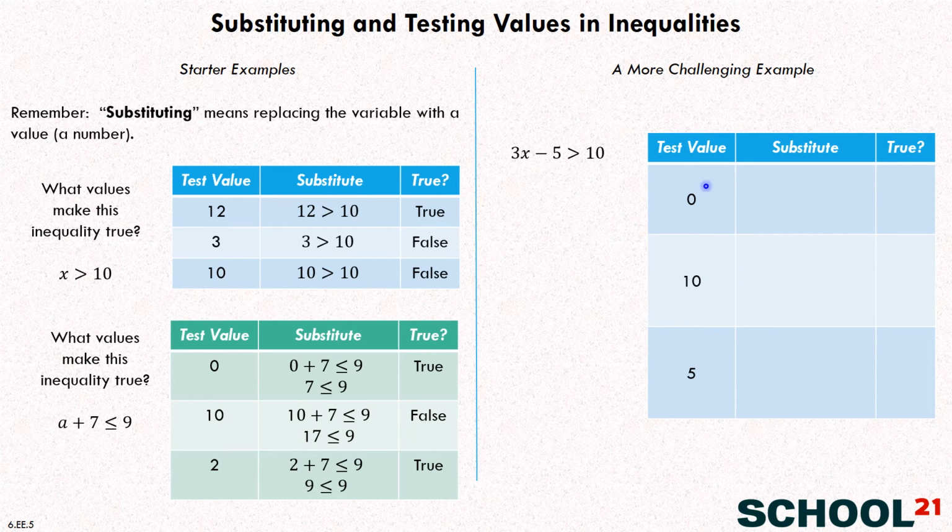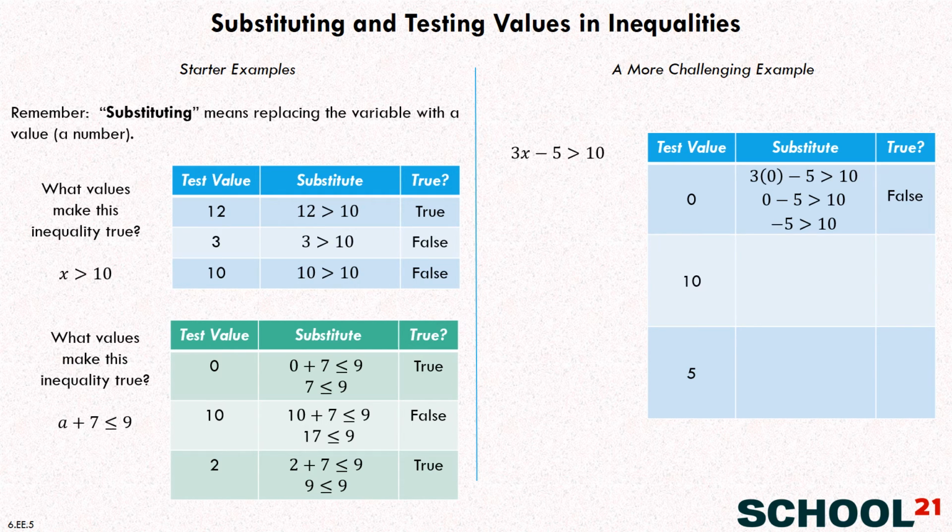With this first one, we want to substitute 0 in for the variable in this inequality. Can you tell me, what should I write here? 3 times 0 minus 5 is greater than 10. Okay, very good. Then we can simplify the left-hand side. What's 3 times 0? 0. So we have 0 minus 5 is greater than 10. And what's 0 minus 5? Minus 5. So we have negative 5 is greater than 10. Is that true? No. Okay, so we'll write false over there.